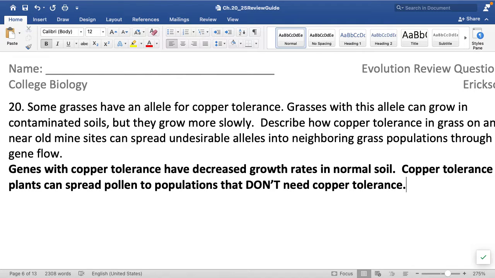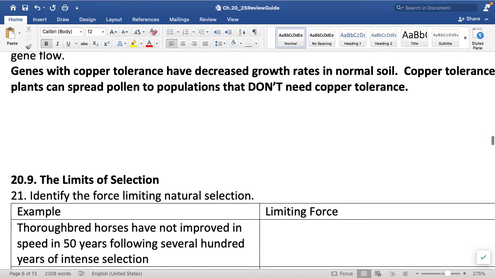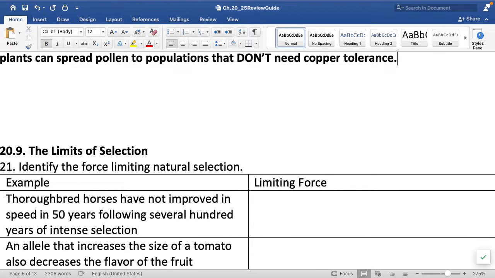Limits of selection. Identify the force limiting natural selection. Thoroughbred horses have not improved in speed in 50 years, allowing... Non-random mating, yes, because they get bred. They just make a certain choice. So the opposite of non-random mating we call intense selection.